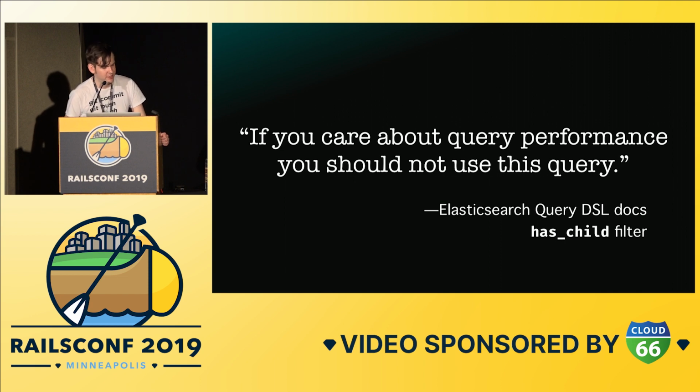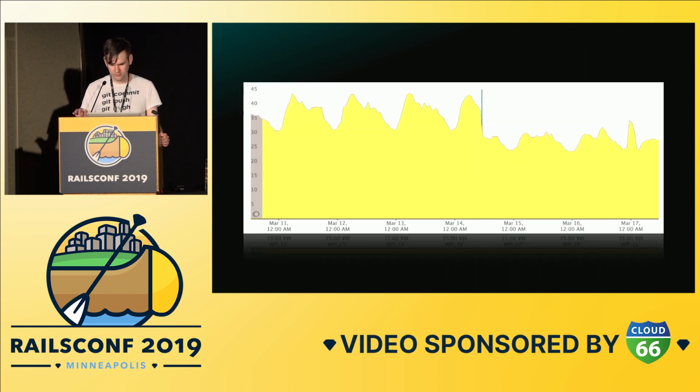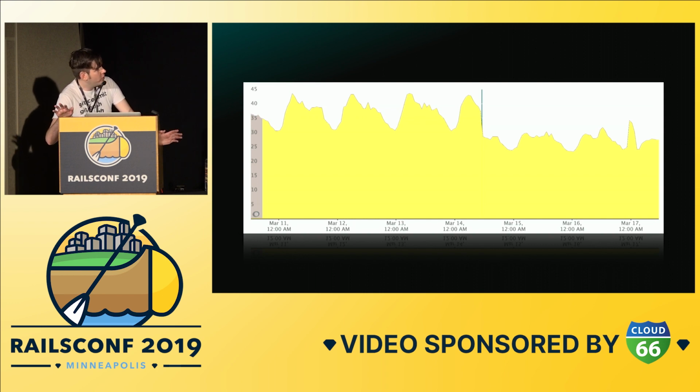How'd that do for performance? So our peak before the release was about 45 milliseconds of Elasticsearch time in that location's route. Our new peak was about 30 after the deployment. So a 33% improvement, just what we were hoping for. Awesome.